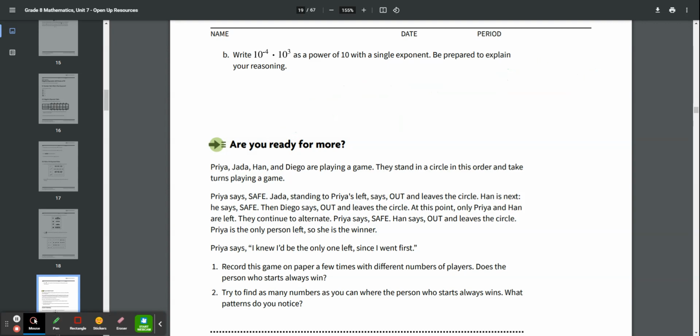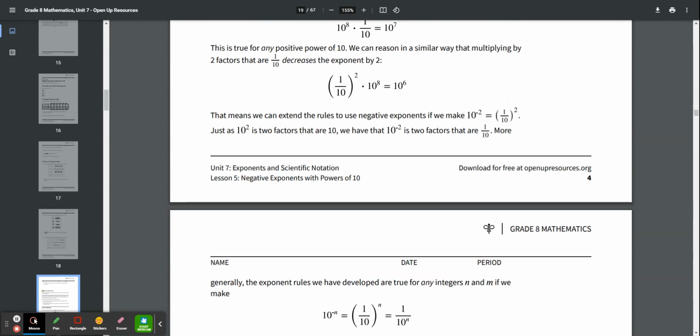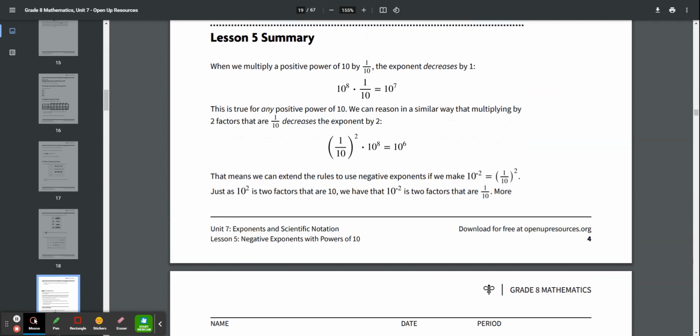We're going to go ahead and skip over this next section and just get to our summary and just get to the real meat of what this is. The negative exponent rule tells us this. When we multiply a positive power of 10 by 1/10, the exponent decreases by 1. Really important to recognize. Multiplying a positive power of 10 by 1/10, we're going to decrease the exponent by 1. This is true for any positive power of 10.